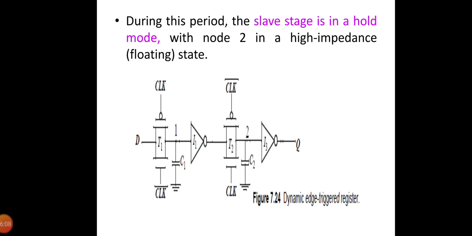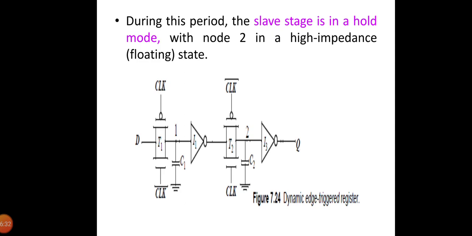One important consideration for such a dynamic register is that the storage nodes have to be refreshed at periodic intervals to prevent losses due to charge leakage, diode leakage, or subthreshold currents. In data path circuits, the refresh rate is not an issue since the registers are periodically clocked and the storage nodes are constantly updated.